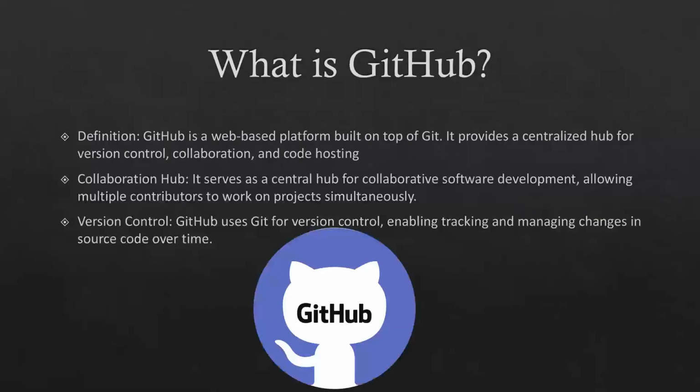There is also another term called GitHub. GitHub is a web-based platform built on top of Git. Here we will host our repositories. Other developers can fork your repository or clone your repository and work on them. It is one of the cloud-based platforms where we can upload or push our repositories. There is another term called collaboration hub and version control. For collaboration, it serves as a central hub for collaborative software development, allowing multiple contributors to work on projects simultaneously. Similarly, version control tracks all the changes, and multiple people can work on the same repository.